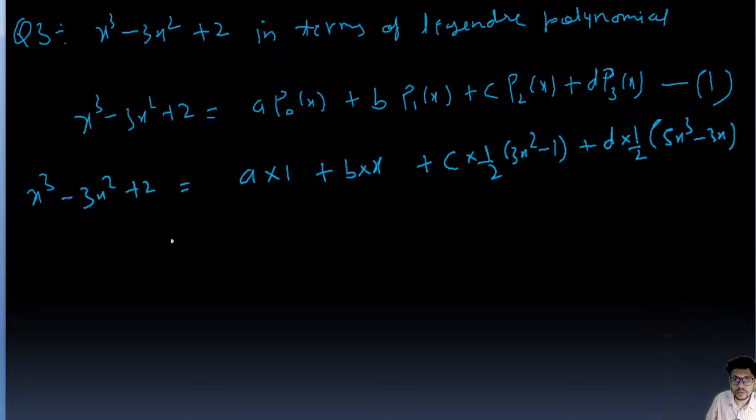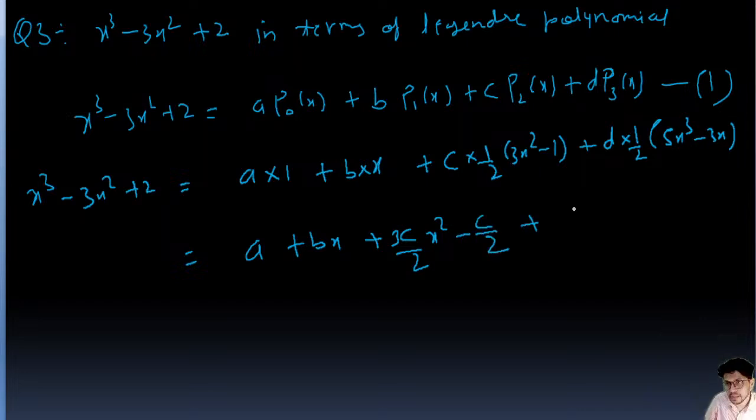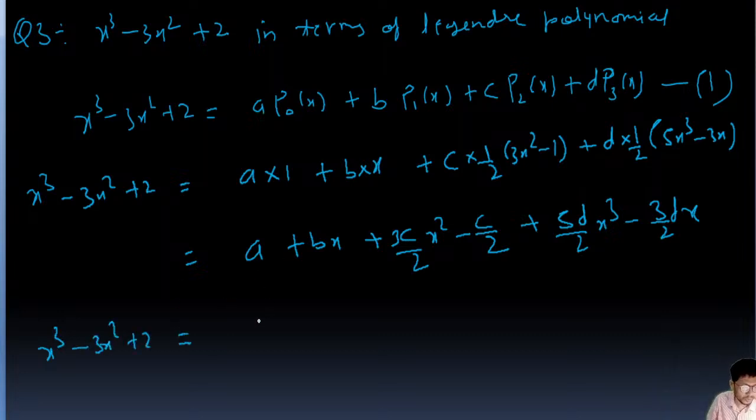Okay, so now we'll simplify it further. So a plus bx plus c, 3c by 2 x square minus c by 2 plus 5d by 2 x cube minus 3 by 2 d x. This one, so this is going to be x cube minus 3x square plus 2, which is going to be equal to this one.